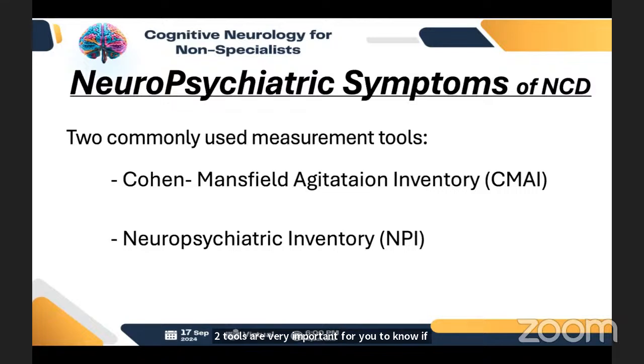The Cohen-Mansfield Agitation Inventory is the most commonly used one. I will talk about it and what kind of symptoms it covers, and then the Neuropsychiatric Inventory, which is easier to administer.